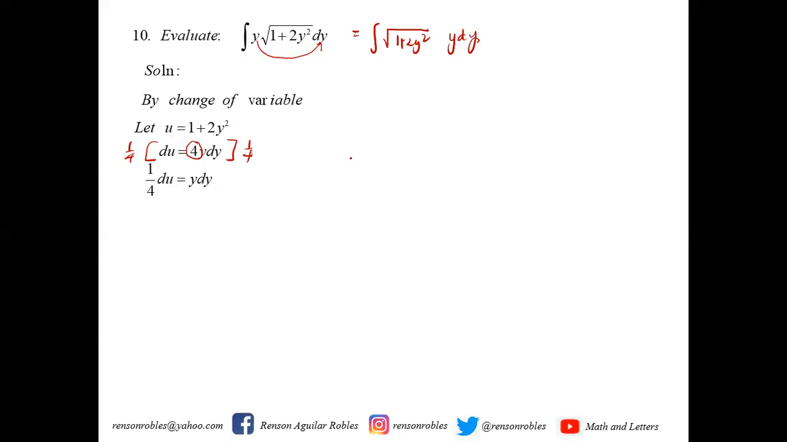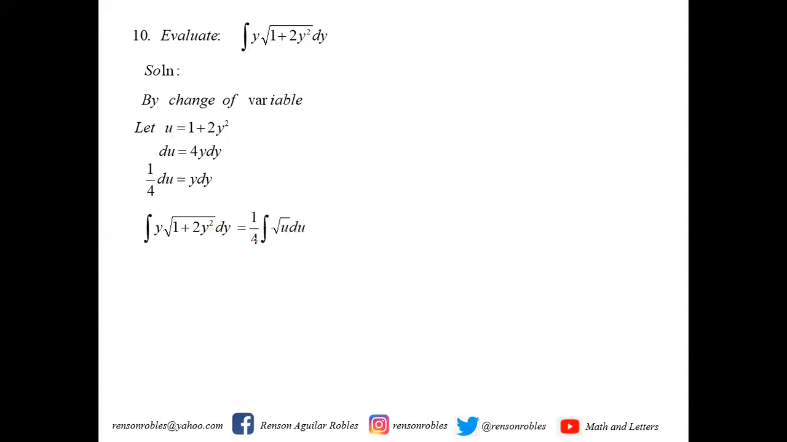And finally, this can now be written as the integral of y times the square root of 1 plus 2y squared, which is equal to the integral of y dy, that is 1/4 du. Since 1/4 is constant, you can just write it outside the integral symbol. So y dy is represented by 1/4 du. And then the square root of 1 plus 2y squared is our square root of u. Then to simplify further, you can rewrite this in the form 1/4 integral of u, there's a square root, so raise it to 1/2, then du.